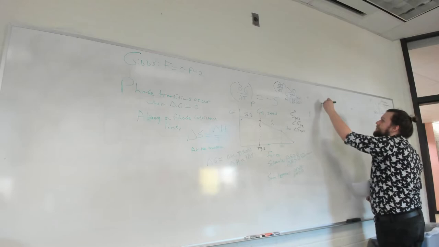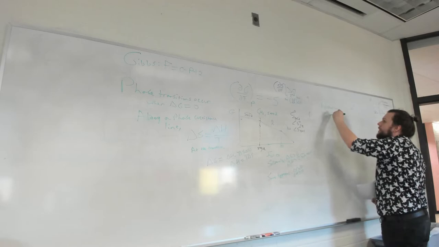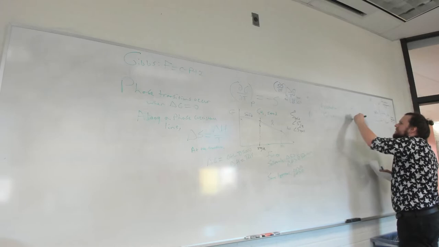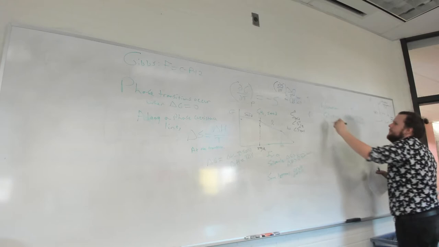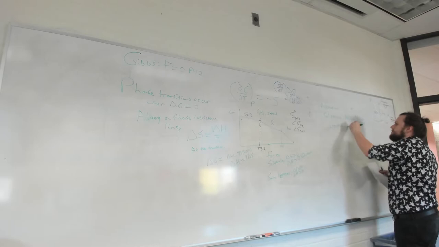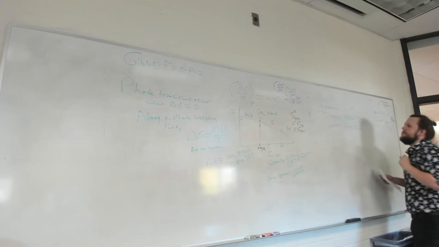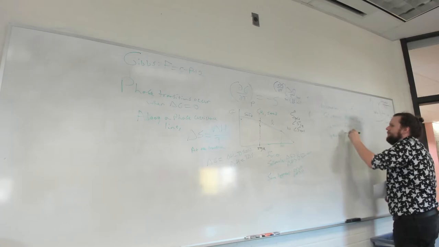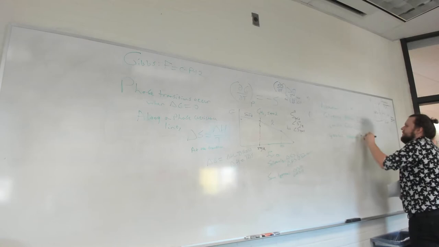We often call solid to liquid fusion. Actually, we call that melting, which is delta S greater than zero, delta H greater than zero. Liquid to solid is called freezing. Delta S is less than zero, delta H is less than zero. And of course, liquid to gas is called boiling, or vaporization, we'll call it vaporization, I think that's the scientific term for it. Delta S is greater than zero, delta H is greater than zero.